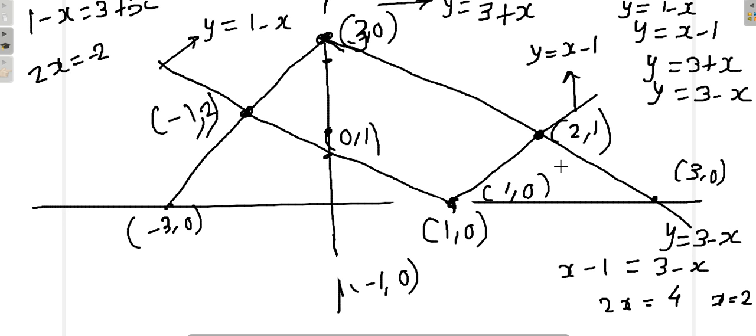Now please understand, 3 plus x and 3 minus x product of slopes is minus 1. Similarly 1 minus x and x minus 1 product of slopes is also minus 1. So this is a rectangle. This angle is 90 degrees. All these angles will be 90 degrees. Otherwise you can split this rectangle into two areas and use the formula of determinants. Or you can simply use the distance formula to find this distance, and do length into breadth. That is what I am going to do.